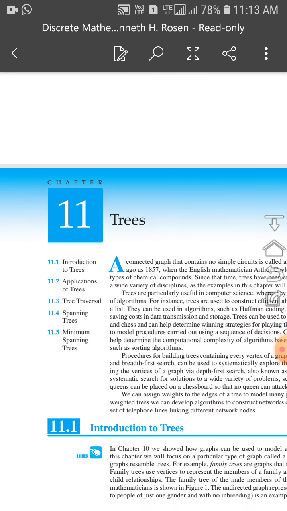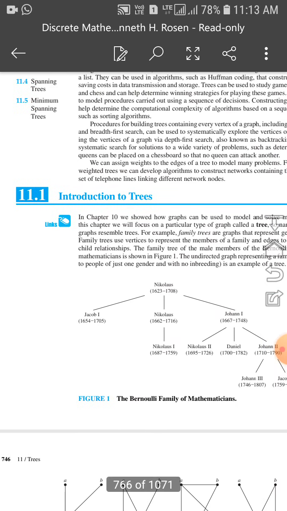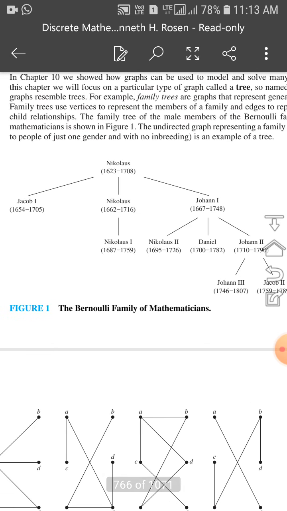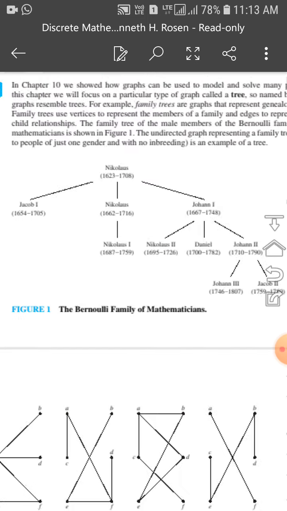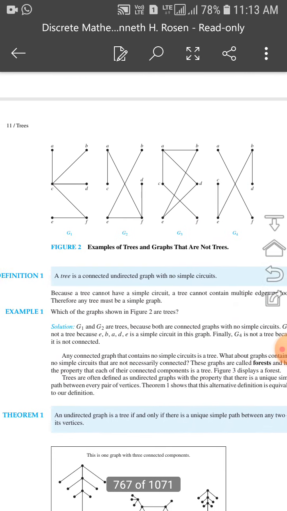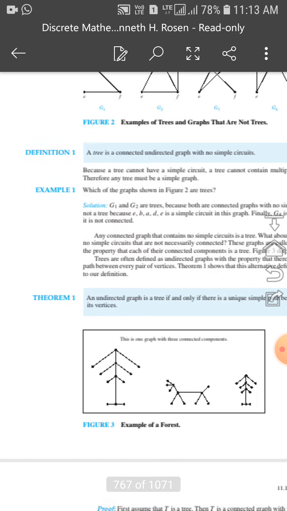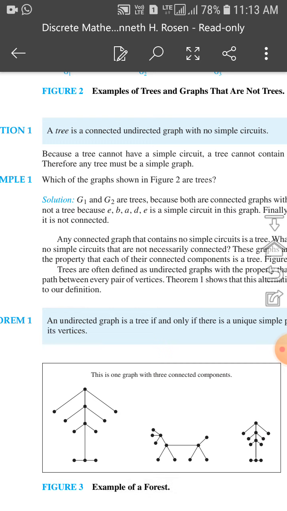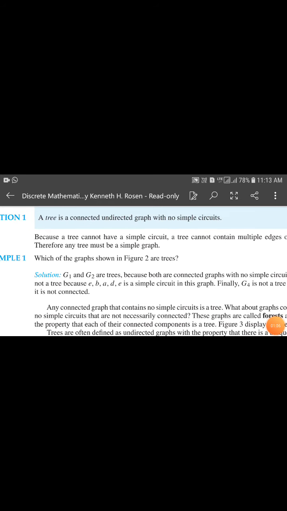Okay. Now first of all, we'll go to the introduction of a tree. So generally a tree looks like this. Observe here. A tree can look like this, and there are different types. Now observe here. Next we will go for the definition of a tree. A tree is a connected undirected graph with no simple circuits. Okay, so observe, this is very important. A tree is a connected undirected graph with no simple circuits.